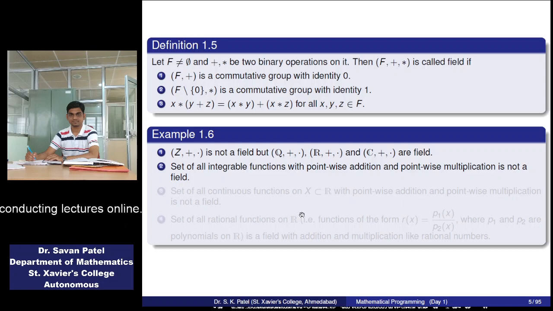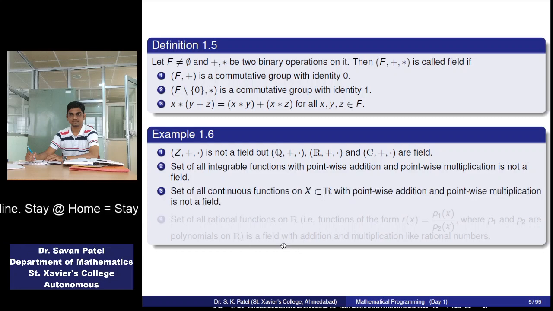integrable functions I mean integrable functions on the interval 0 1. The set of all continuous functions on x subset of R with pointwise addition and pointwise multiplication is not a field. Again, see f of x equals x is continuous. That function will work well in integrable functions also. So f of x equals x is continuous, but 1 upon f of x is not continuous. So the inverse with respect to multiplication does not exist. So it is not a field.